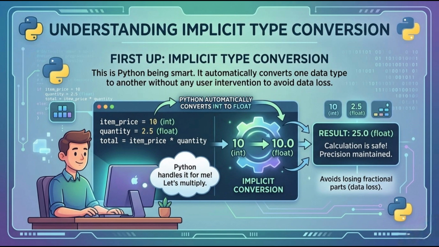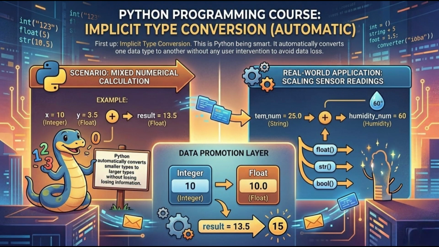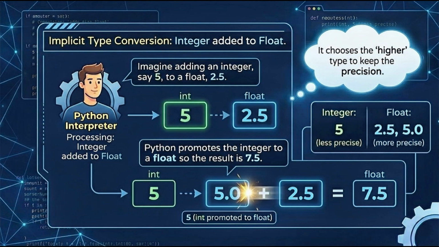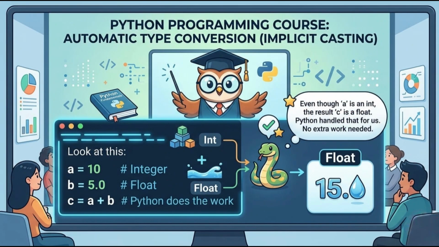Let's dive in. First up, implicit type conversion. This is Python being smart. It automatically converts one data type to another without any user intervention to avoid data loss. Imagine adding an integer, say 5, to a float, 2.5. Python promotes the integer to a float so the result is 7.5. It chooses the higher data type to keep the precision.